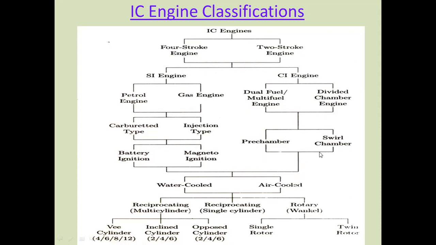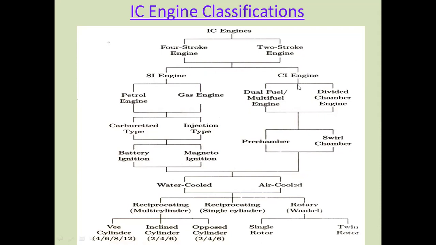The next stroke is the compression stroke, where the piston moves from BDC to TDC. At the end of the compression stroke, the injector injects the fuel at high pressure. The droplets meet the high temperature and high pressure air, and self ignition will start. After that, the power stroke and the exhaust stroke will happen.